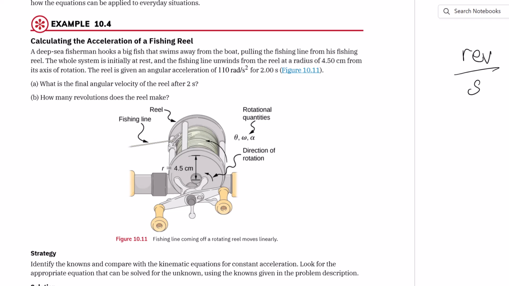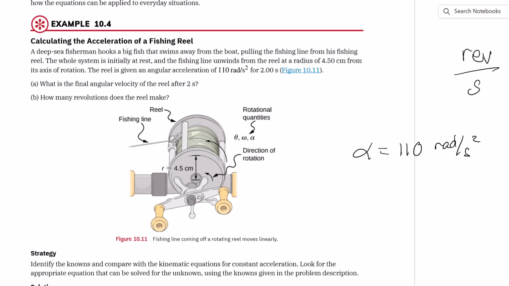Okay, so let's just look at this one. A fisherman hooks a big fish, good for him, that swims away, pulling the line. So much drama. The whole system is initially at rest. The fishing line unwinds from the wheel at a radius of 4.5 centimeters from its axis of rotation. Oh, like in the picture. I was trying to figure out what they were talking about. The reel is given an angular acceleration of 110 rad per second squared for 2 seconds. What is the final angular velocity?